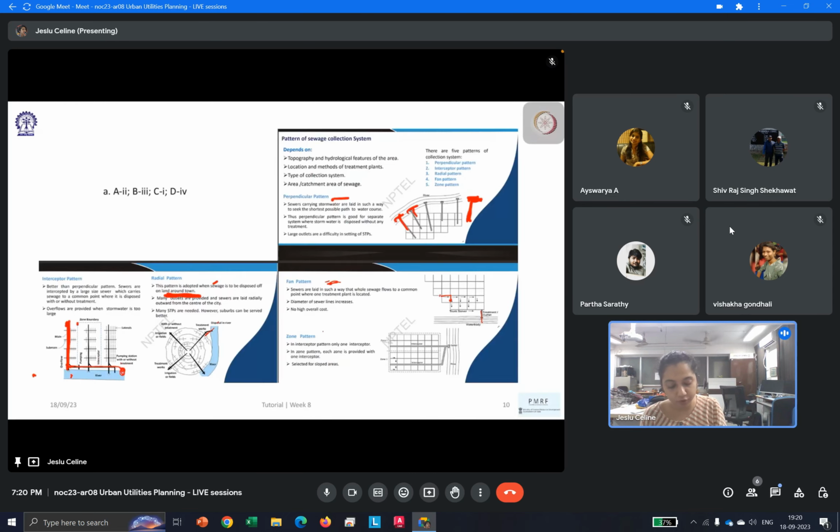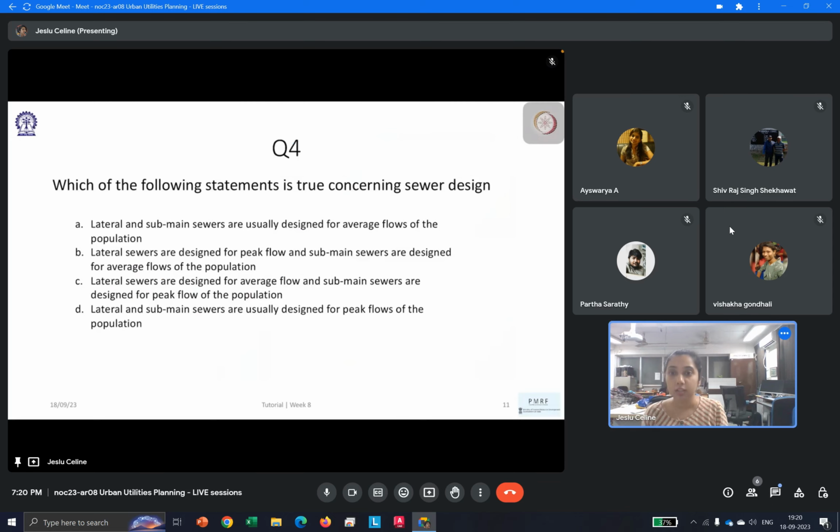Then finally, you have the zone pattern where from different regions it's collected and it's going. So this is very simple. So I think there's no doubt in this. We can proceed on to the next question. So question 4, if there's any doubt? Okay. So question 4, which of the following statements or statement is true concerning sewer design?